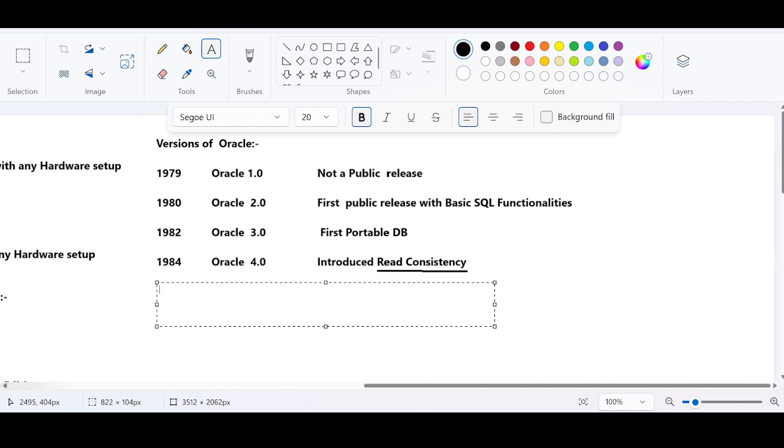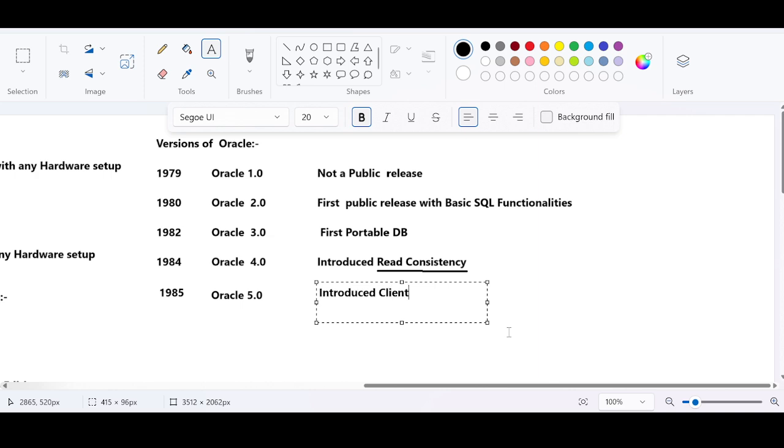In 1984, and again in 1985, client server architecture was introduced, in Oracle 5.0. Okay, there is a concept they have introduced: client server architecture.